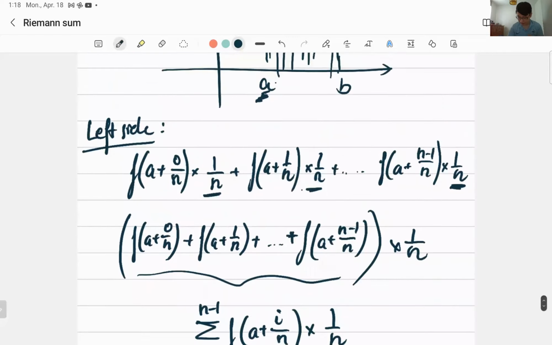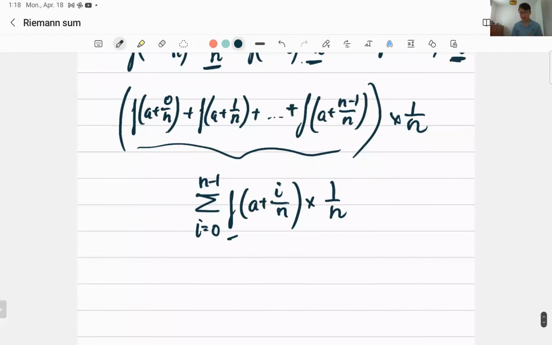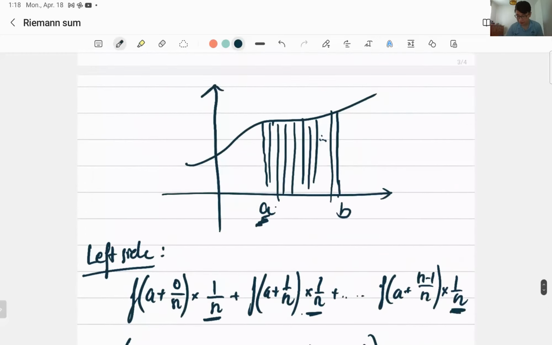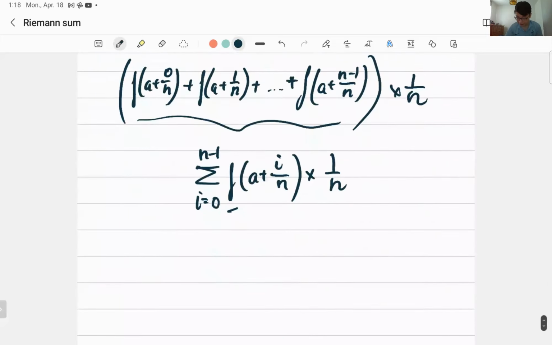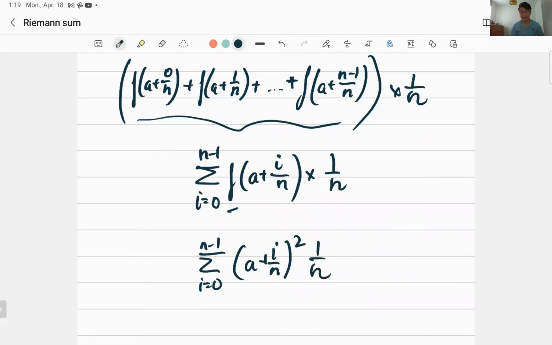Now this one right here, f, we would write out what the function is all about, right? So for example, if we say f of x is equal to x squared, then the whole thing here will be this one, right? So the whole thing here, a plus i over n, squared. And so it depends on what function I'm talking about. From here, I think I can stop because the remaining is all dependent on the function we are talking about.